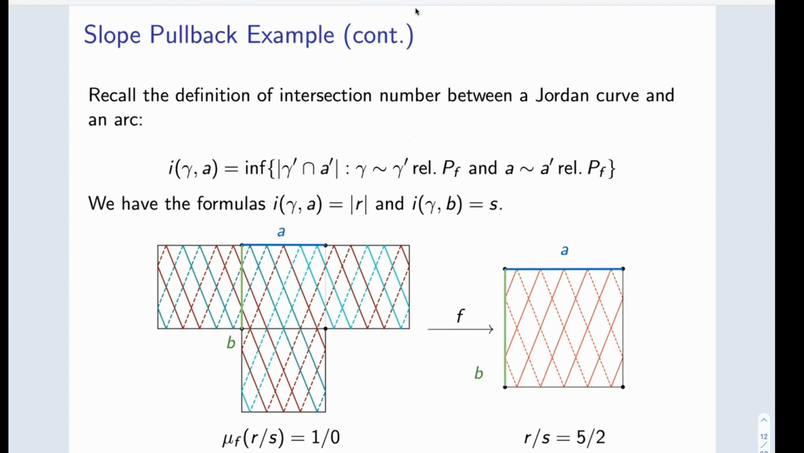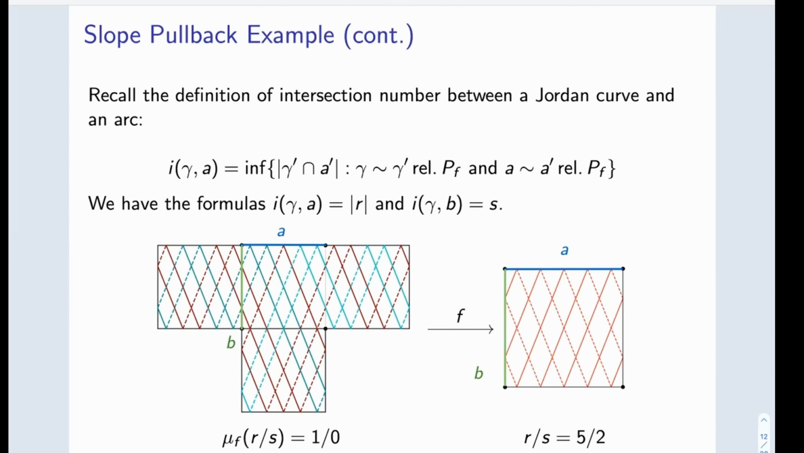Okay, so what we do is we draw in arcs in our surfaces here that connect points in our marked set. So, for example, between these 2 points, I've marked this arc A, and I've marked the corresponding arc in the domain surface. And then what we do is we calculate the intersection number of my Jordan curve with this arc.